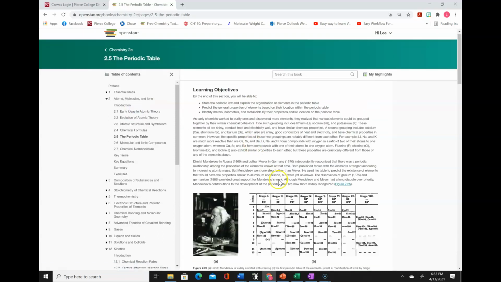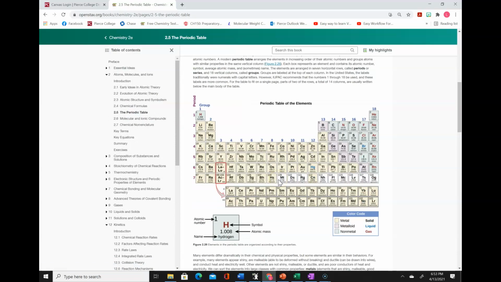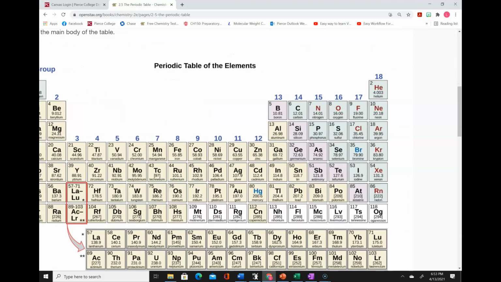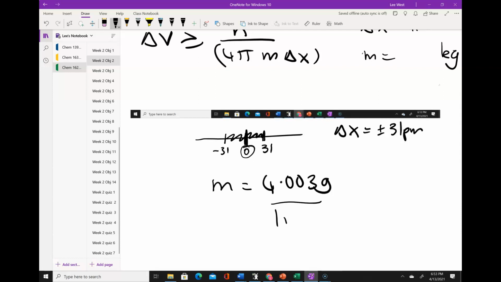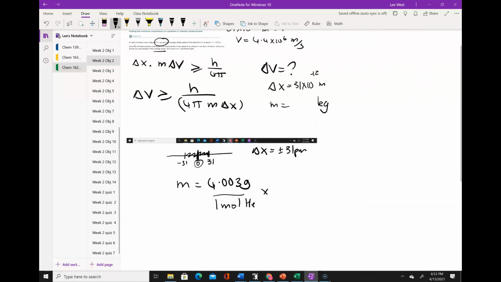The one that's in ALEKS is nice because you click on the element and it gives you information about it, and I like that. So 4.003 grams for a whole mole of helium atoms, right? So 4.003 grams for 1 mole of helium. Now we don't want it for a mole, we just want it for 1, and we also need it in kilograms.